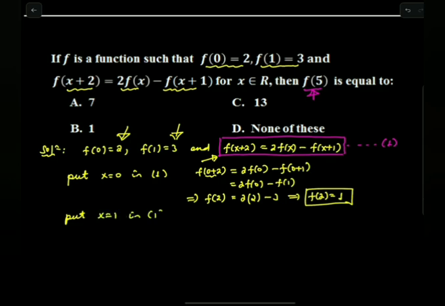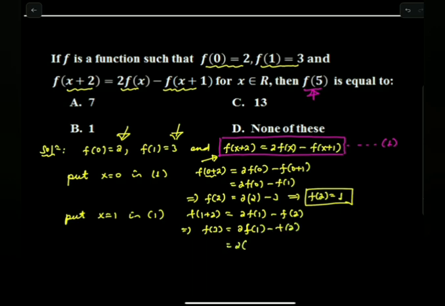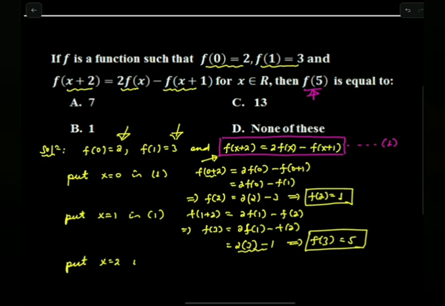Okay, next we put x is equal to 1 in the first equation. In this case, f of 1 plus 2 is equal to 2 times f of 1 minus f of 2. So f of 3 is equal to 2 times f of 1 minus f of 2. Here, f of 1 is already 3 and f of 2 is 1. So this gives 6 minus 1, which is 5. So f of 3 is 5. Okay, then the next thing we put x is equal to 2 in the first equation.